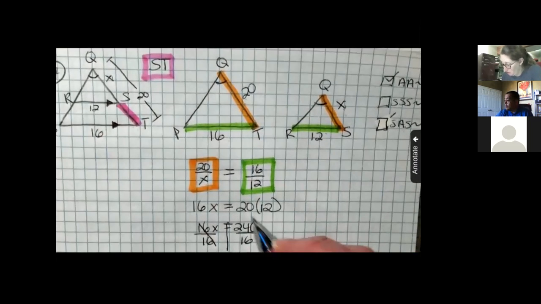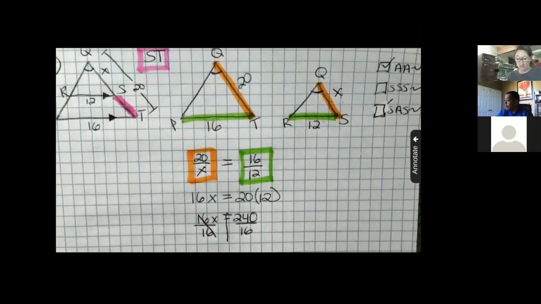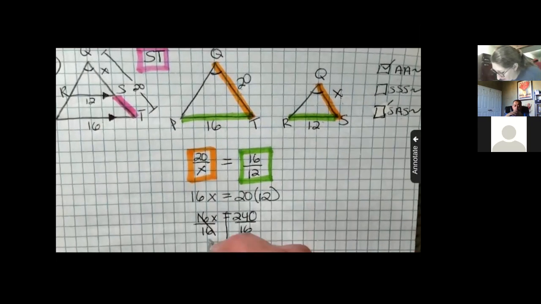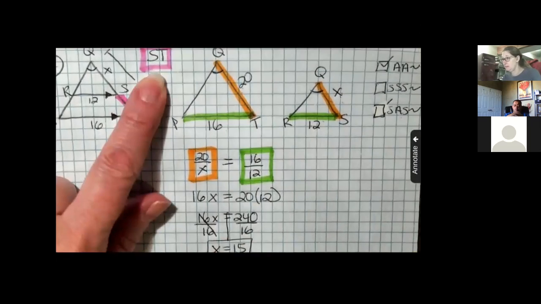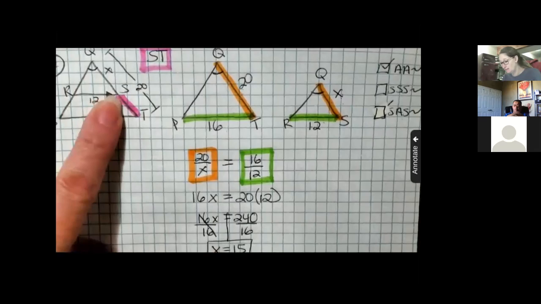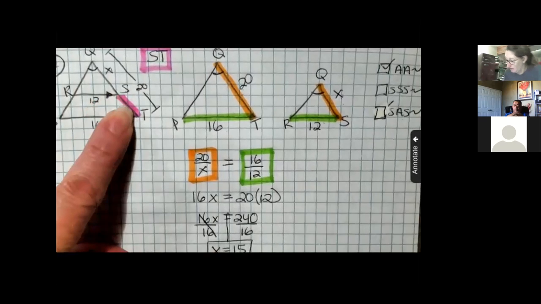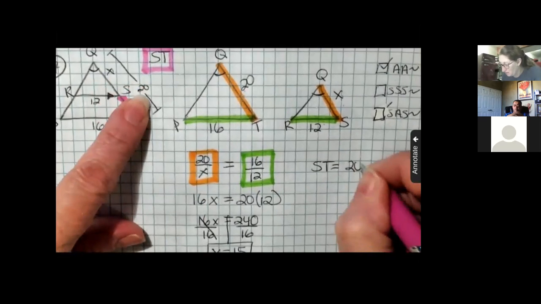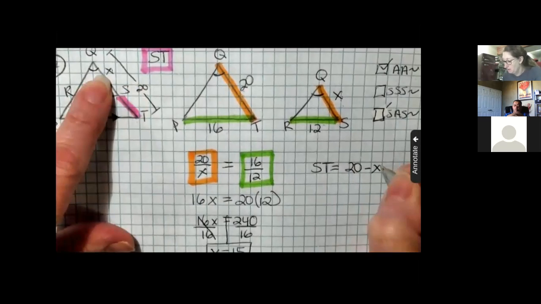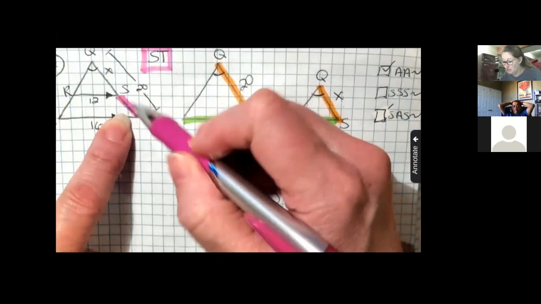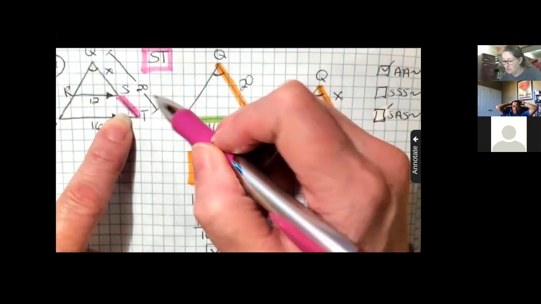So we say 16 into 240, and I say again, use your calculator or your multiplication table. That's 15. Now you might say, okay, I'm done. Well, no, remember they wanted ST. And this is where you have to go back to your original triangle. ST is this little portion here. So ST equals, we have to take the whole thing, 20 minus X to get the smaller part, because part plus part equals whole. So ST plus X equals 20, or 20 minus X equals ST.